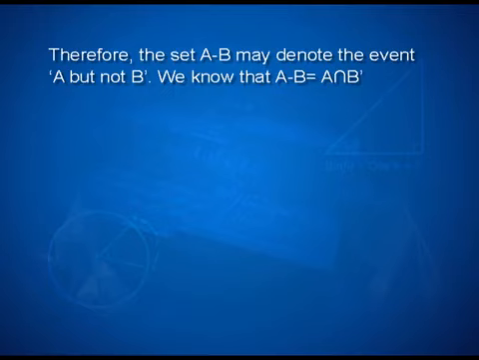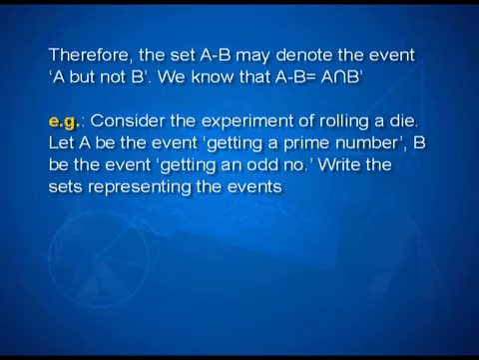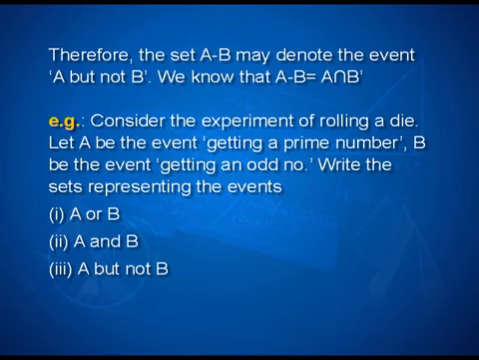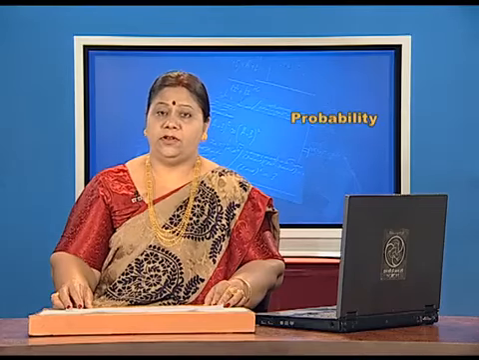Now, consider another example here. Consider the experiment of rolling a die. Let A be the event getting a prime number, B be the event getting an odd number. Write the sets representing the events, first A or B, second A and B, third A but not B, fourth not A. Now, look at the solution.